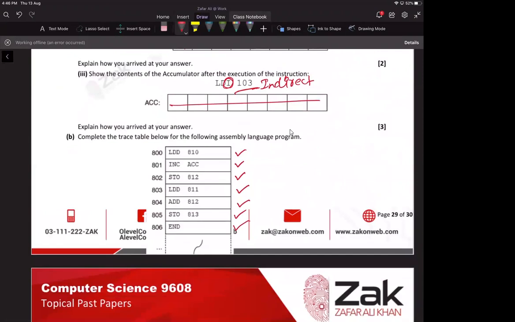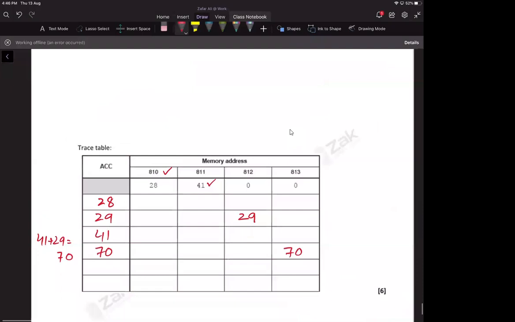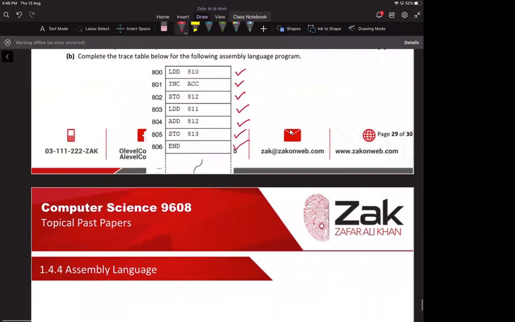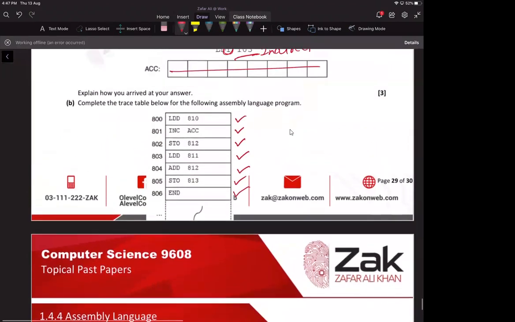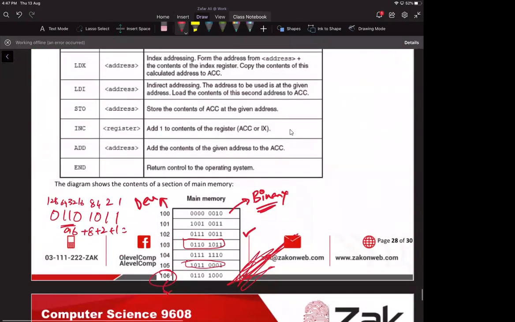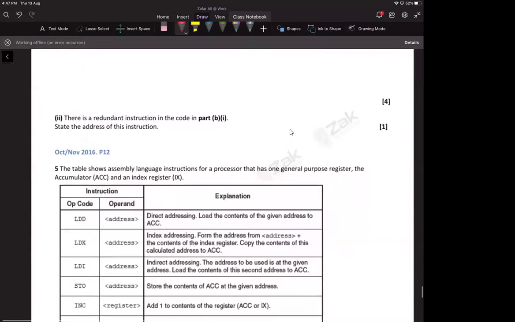LDD810, the content of 810 will be stored in accumulator. The accumulator will be increased. The increased value will be stored at 812. Then the content of 811 will be loaded to accumulator, LDD811, and the content of 812 will be added to accumulator and placed back in accumulator. And then the result becomes 70, and that 70 then will be placed in 813. At 805, it says store at 813, and then the program is ended and the control gets back to the operating system.